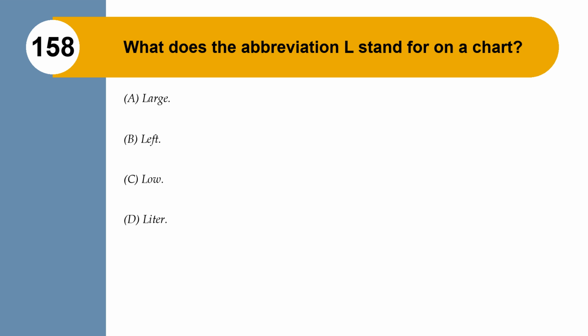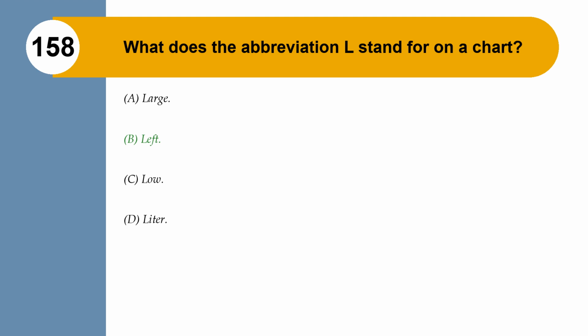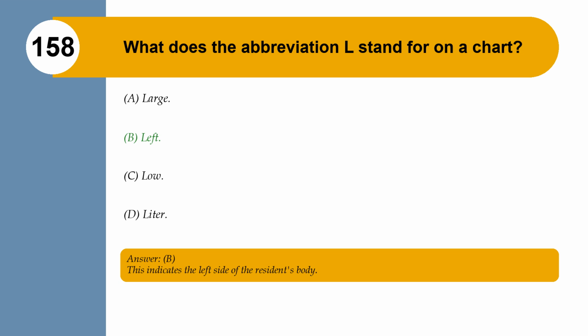Question 158. What does the abbreviation L stand for on a chart? Option A, large. Option B, left. Option C, low. Option D, liter. The correct answer is option B, left. Explanation: this indicates the left side of the resident's body.